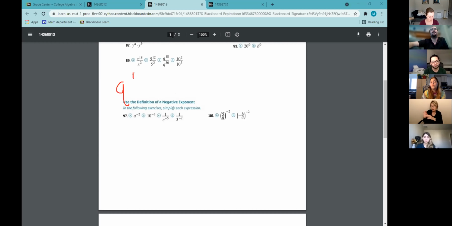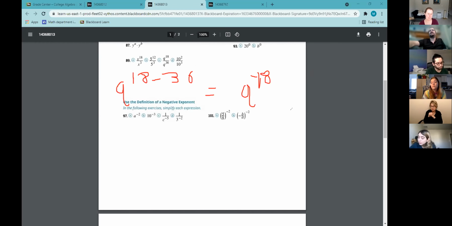If I do it the old fashioned way, like the way I was doing it, I'm going to do 18 minus 36. So you might notice you end up getting Q to the, what is it? Minus 18. Yes. So you might end up getting a negative exponent if you did it the other way.